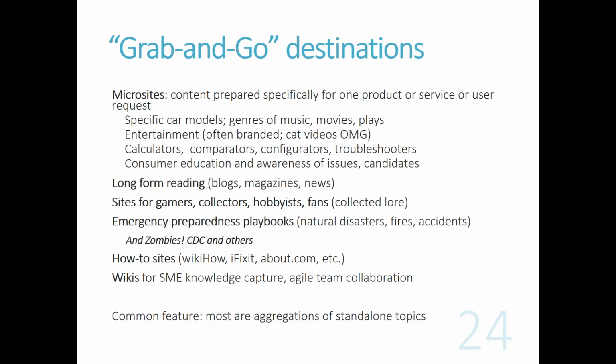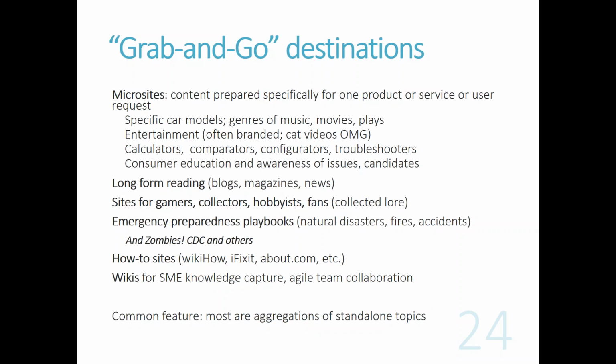Wikis are another example of a microsite or a grab-and-go destination where the intent of the site is to allow subject matter experts to record their knowledge or provide for agile team collaboration. So if there's any one characteristic of all of these sites, it's that they generally provide an aggregation of standalone topics. You typically won't find a map for any of them, but rather their properties will allow them to be sorted and aggregated and searched on to find the one that applies to you.